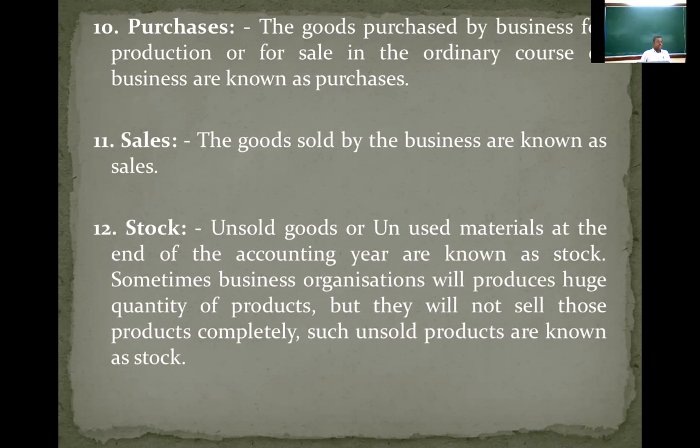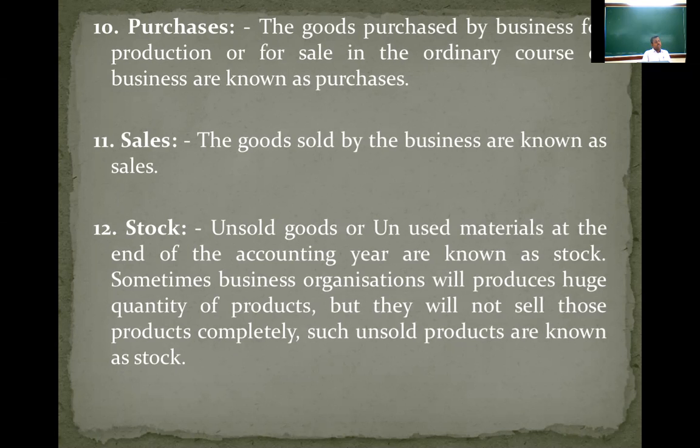For example, in the year 2020, we have produced around 10,000 units of goods. We may not be in a position to sell all 10,000 units in 2020 itself. Might be we will sell around 9,000 units. So the 1,000 units that are remaining in the year 2020, those finished goods are called as what? They are called as stock. So, unsold finished goods.